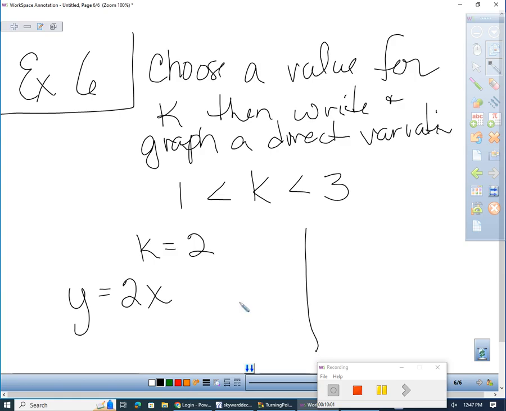Graph it. Starts at the origin. That k is 2 over what? 2 over 1. So we can either plot the point 1, 2, or we can do rise over run. We can go up 2 and to the right 1. Connect our dots. Ta-da! That's it.